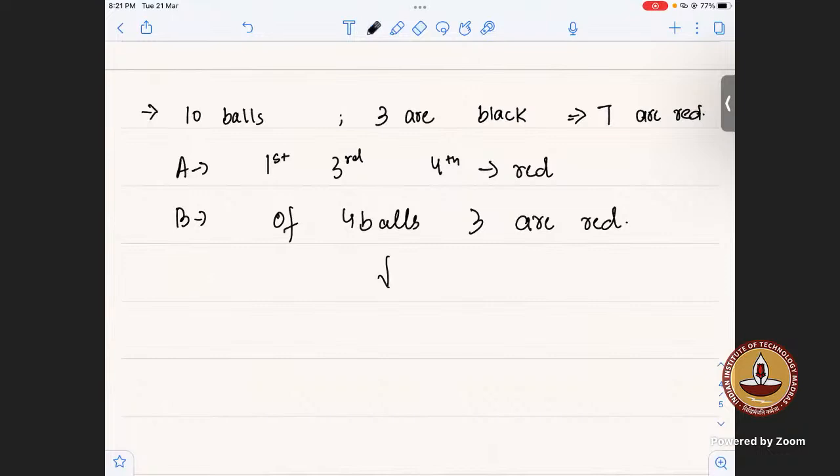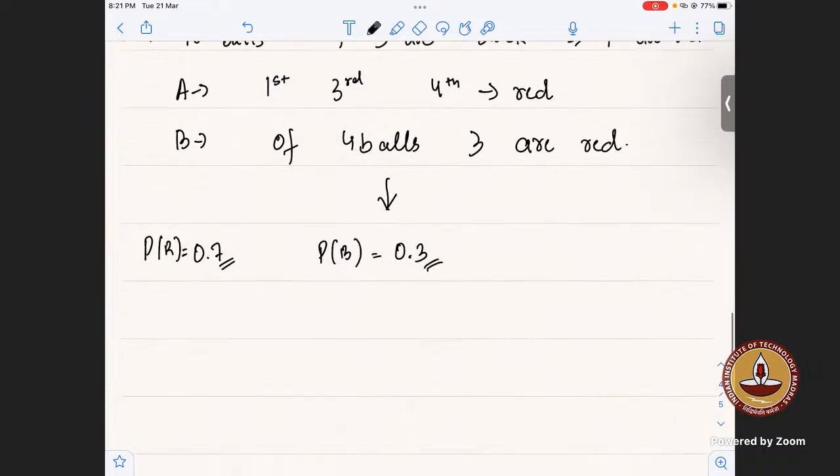Now, what we are left with is probability of A. What is the probability of getting a red ball? 0.7, right? Probability of red. What is the probability of getting a black ball? It's 0.3, right?